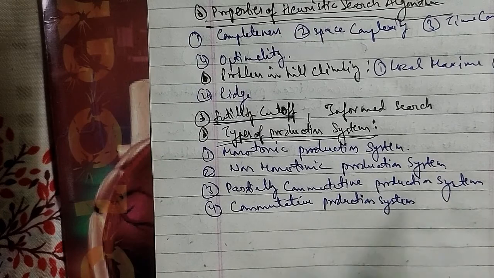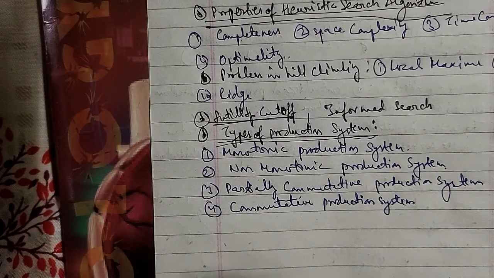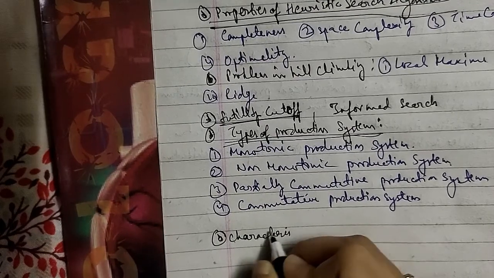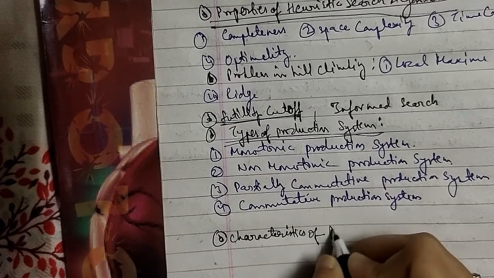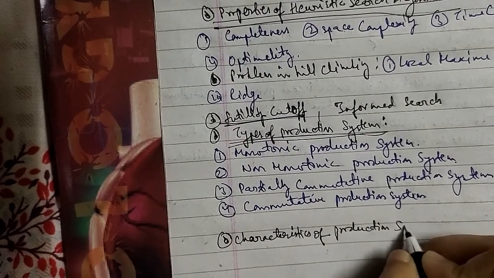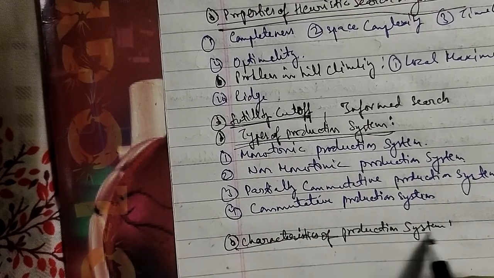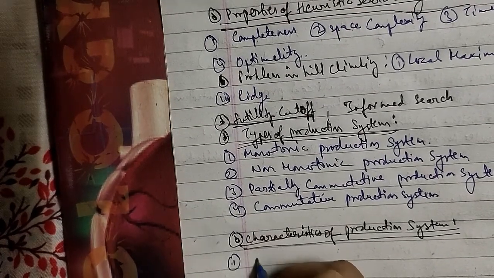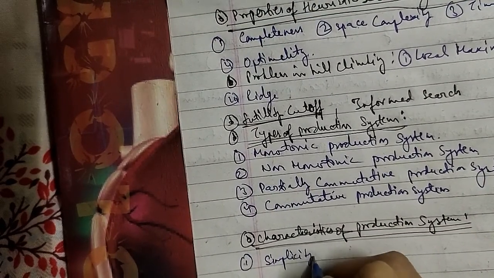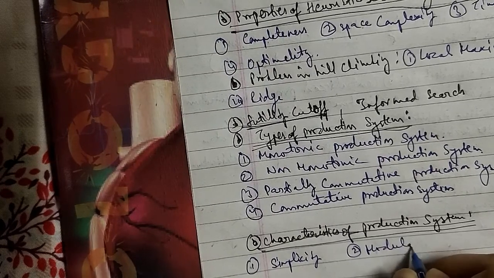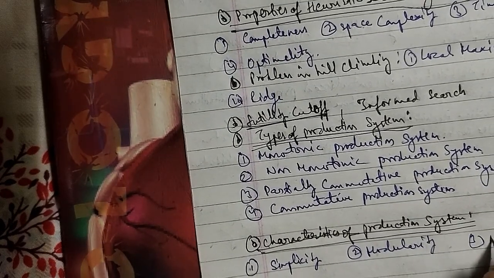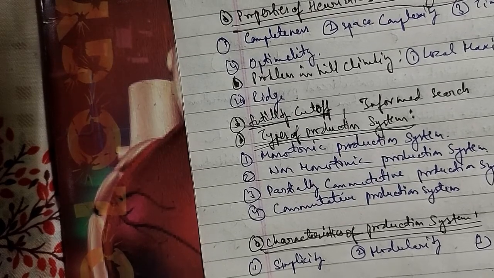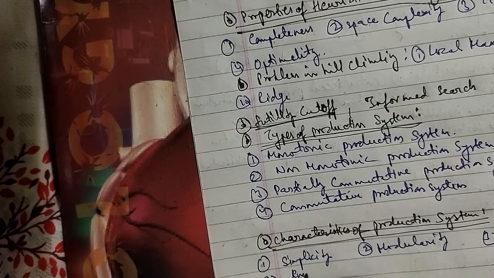Now we'll talk about another one: what are the characteristics of production system. We have four characteristics of production system. That is simplicity, the second is modularity, third is modifiability, and the fourth is knowledge intensive.